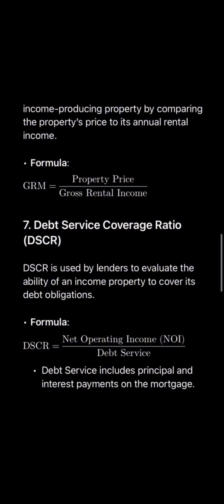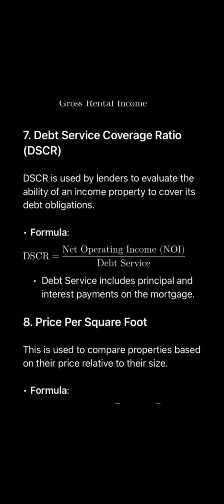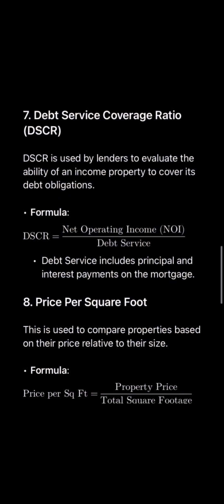7. Debt service coverage ratio, DSCR. DSCR is used by lenders to evaluate the ability of an income property to cover its debt obligations. Formula: DSCR = net operating income (NOI) / debt service. Debt service includes principal and interest payments on the mortgage.